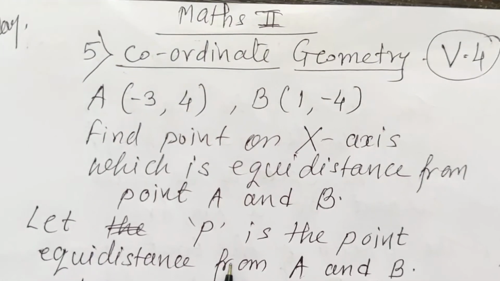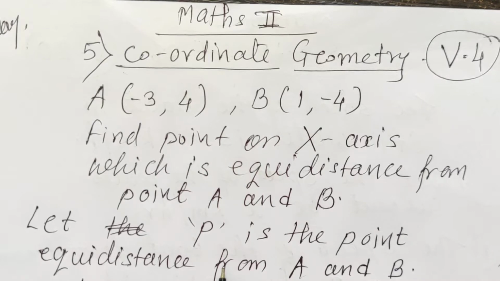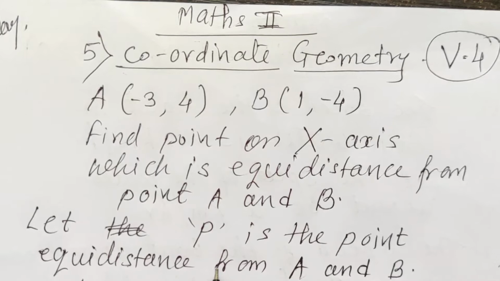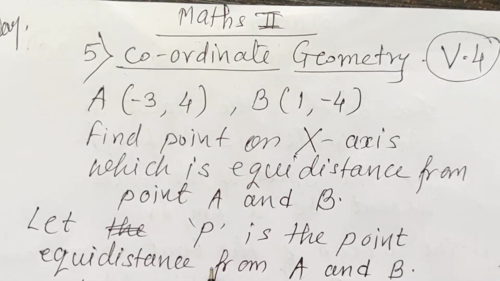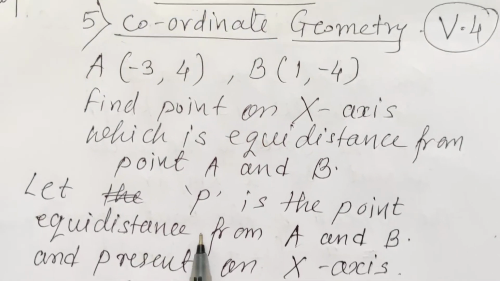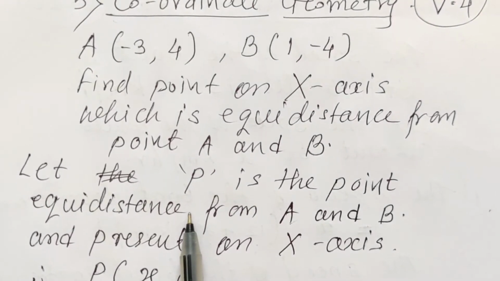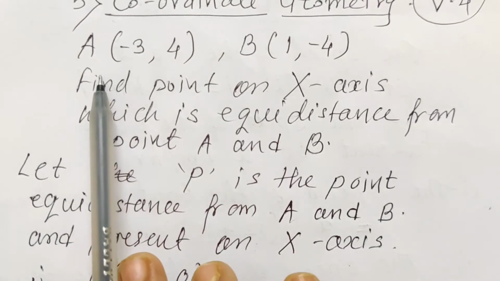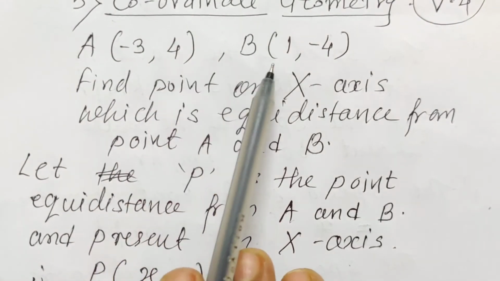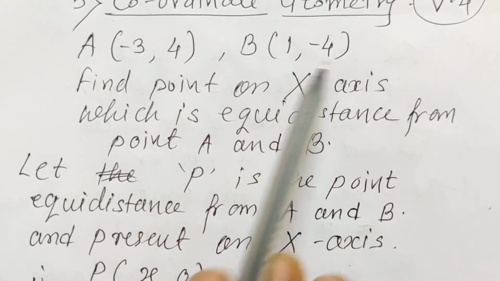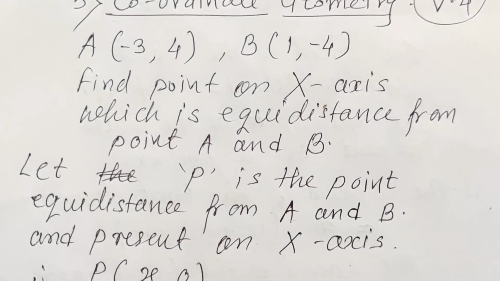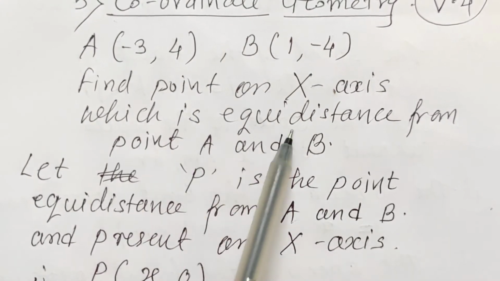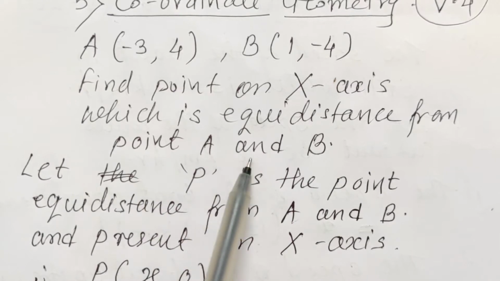In question number 3 it is said, find the point on the x-axis which is equidistant from A and B, and the coordinates of A and B are given. See here in front of you on the screen I wrote what is given. A's coordinates are -3 and 4 and B's coordinates are 1 and -4. They asked you to find the point on the x-axis which is equidistant from point A and B.